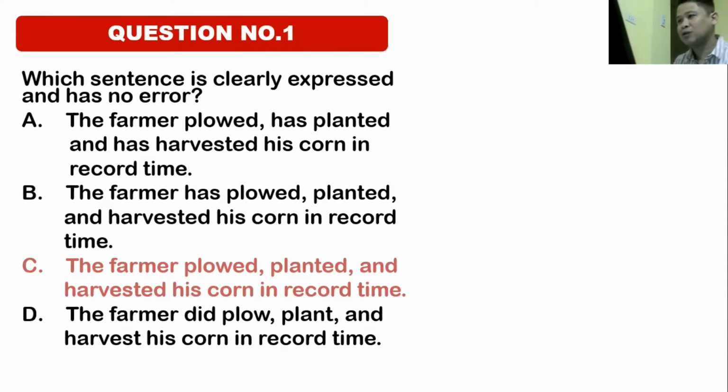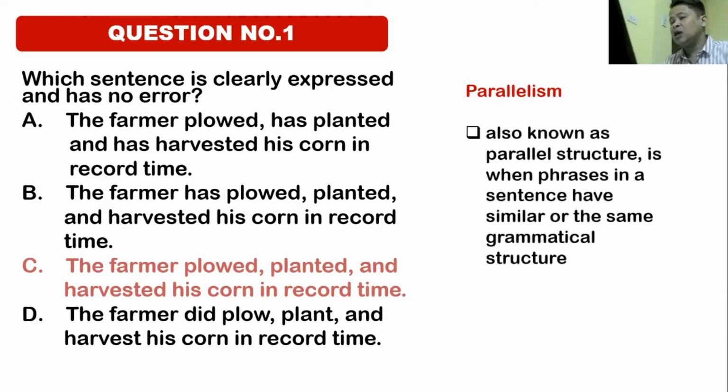Why is the correct answer letter C? So the issue here is parallelism in English. Parallelism, also known as parallel structure, is when phrases in a sentence have similar or the same grammatical structure. So same structure, remember, letter C: plowed, past tense, planted, past tense, and harvested, past tense. So letter C follows the concept of parallelism in English.